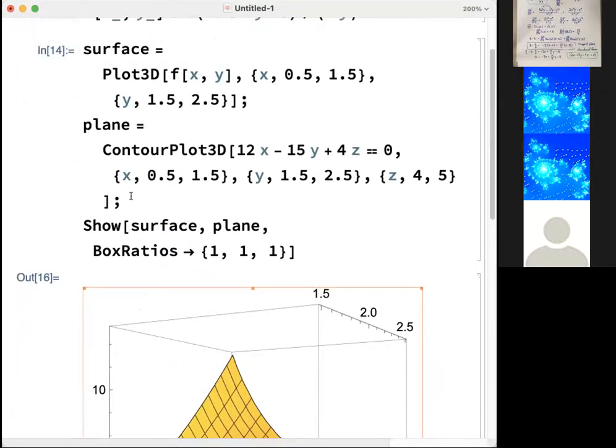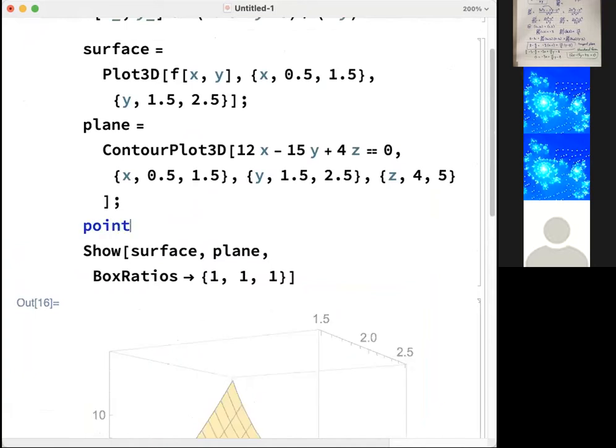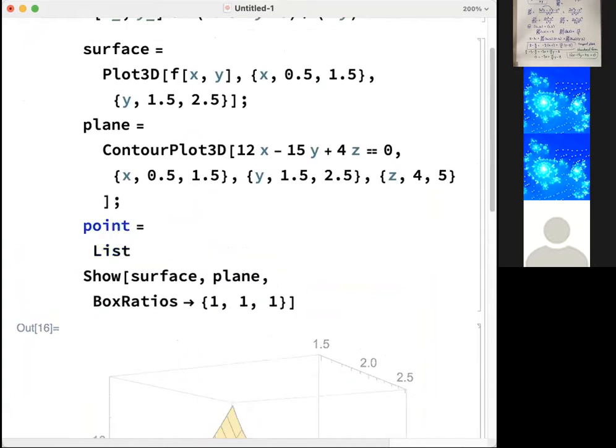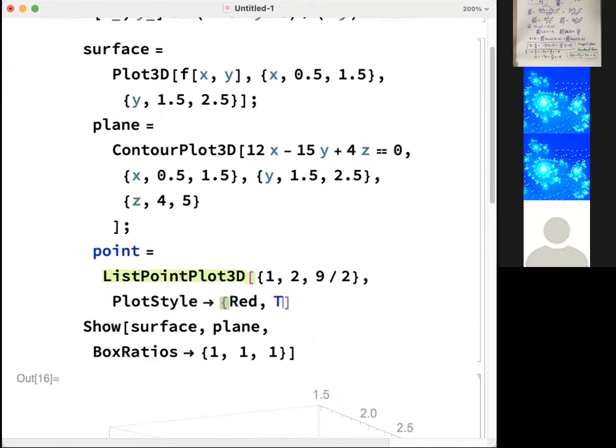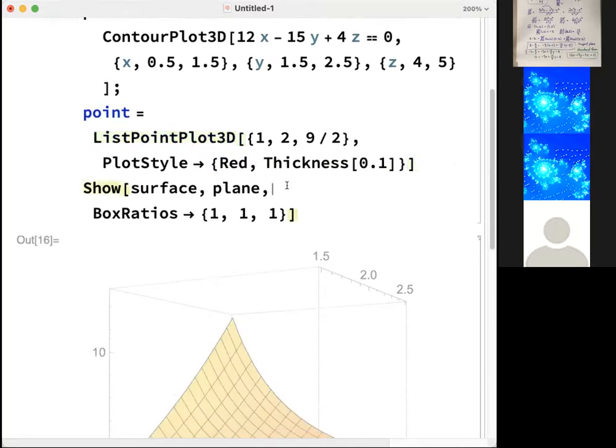The problem is I always forget the command for point. So let's say point equals list point plot 3D. I think that's it. And let's add the point, and the point was 1, 2, 9/2. Good. And let's make that point plot style both red and thickness is significant. So let's say 0.1. That's probably too thick. And then let me add that to my drawing.